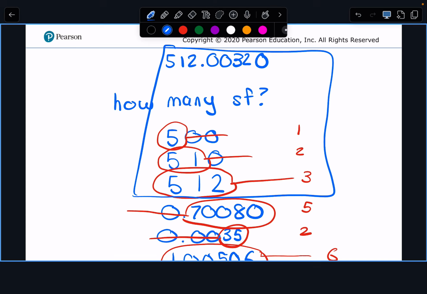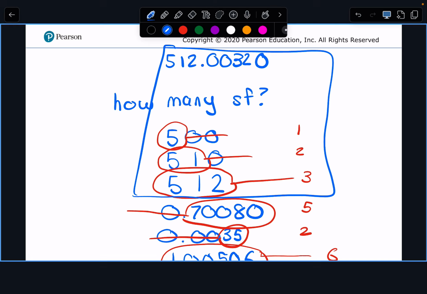So when we write 500 as just 500, that's what I mean by the zeros are just placeholders. They're not significant. They're not part of the measurement. They're just helping us know that it's 500 and not 5, okay?